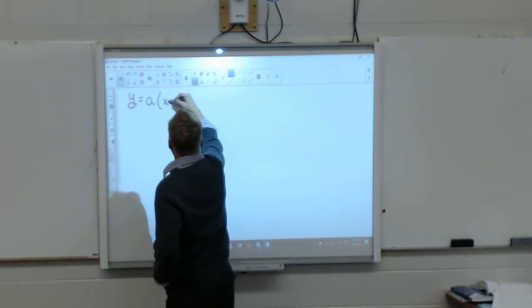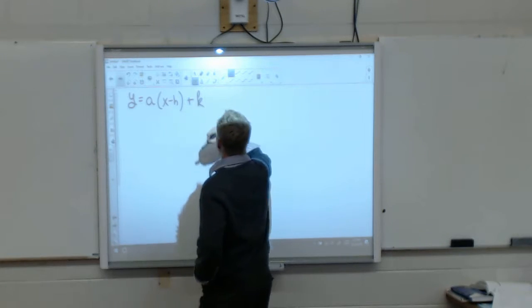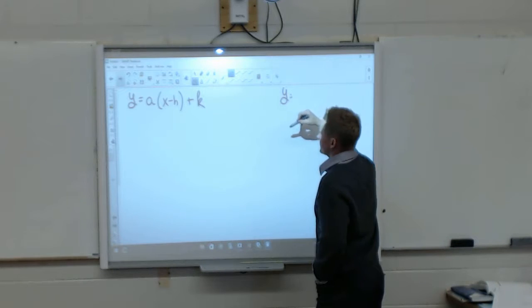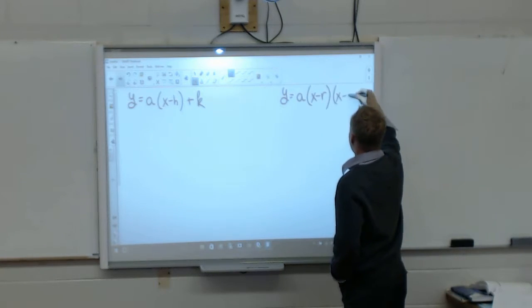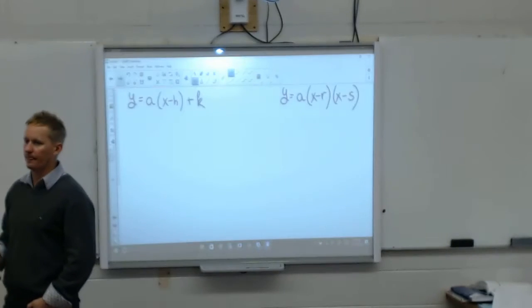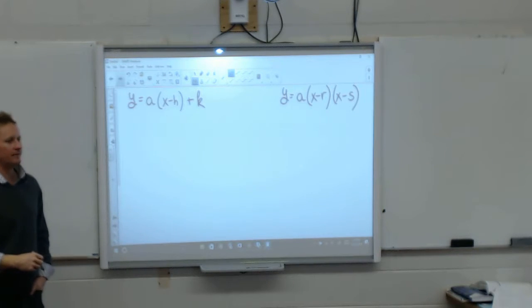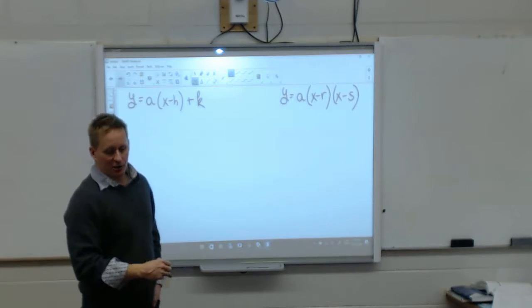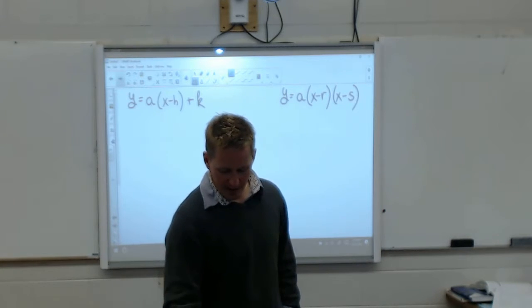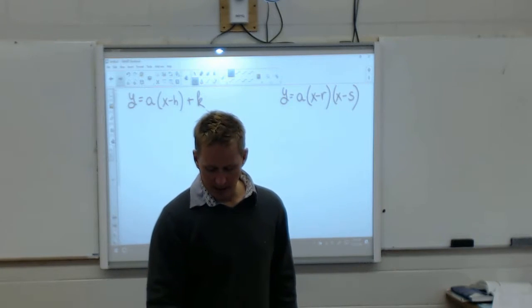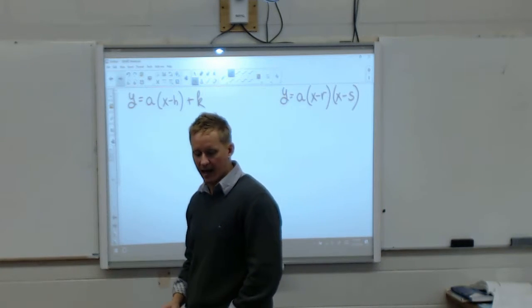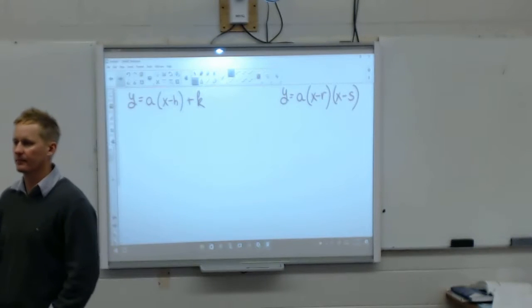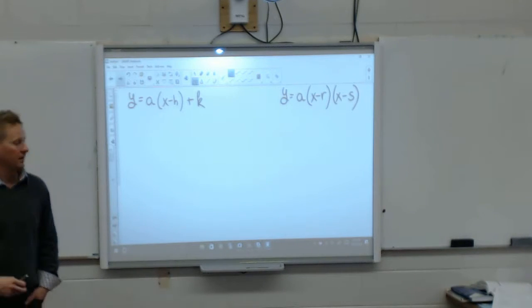y equals a, (x minus h) squared plus k. y equals a, (x minus r), (x minus s). You may want to write this down. All right? So let's look at the graph on page 190, and it wants us to write out the equation. So can somebody tell me what the vertex on that graph is? Right, 1, 8.